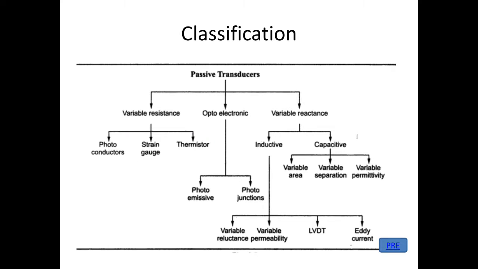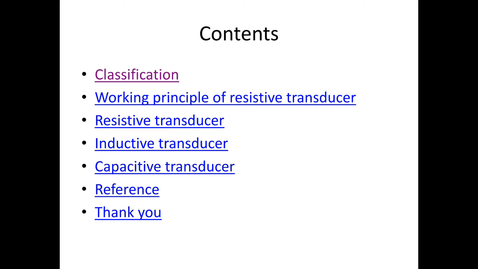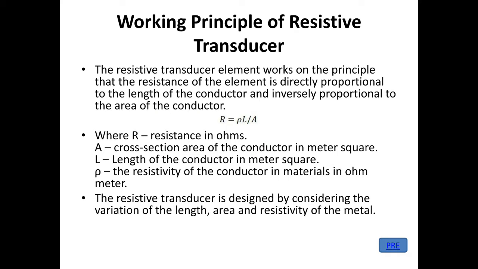The main classification of passive transducers is variable resistance, optoelectronic, and variable reactance. The working principle works on the principle of resistance, R = ρL/A. R is resistance, A is the cross-sectional area, L is the length of the conductor, and ρ is the resistivity. So a resistive transducer is designed to consider the variation of length, area and resistivity. All these three things are taken into account for designing my resistive transducer.